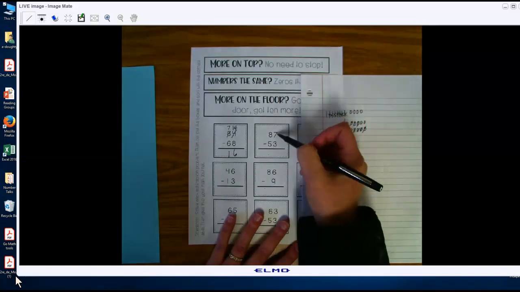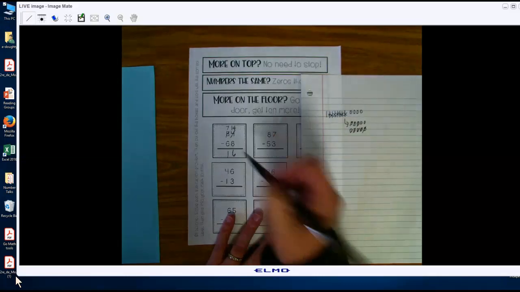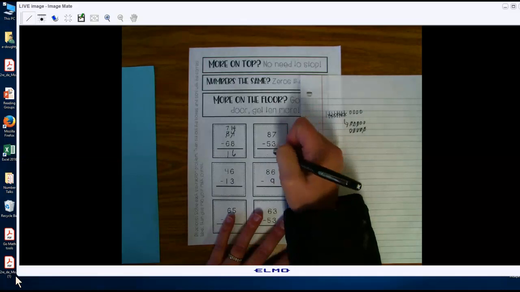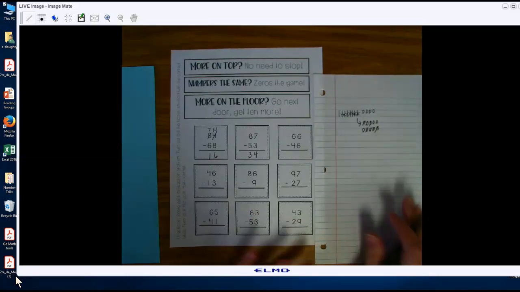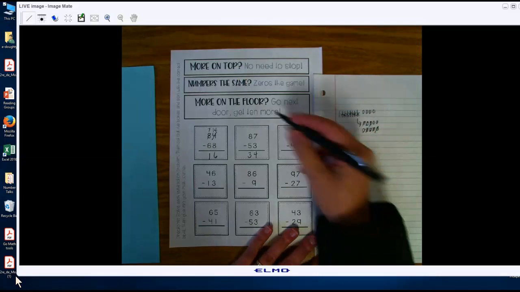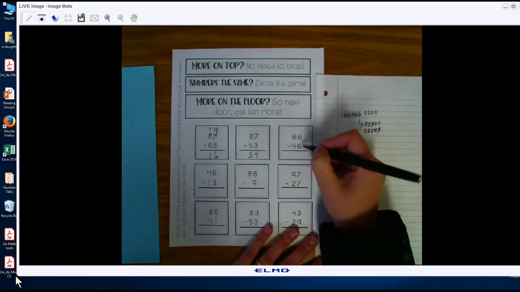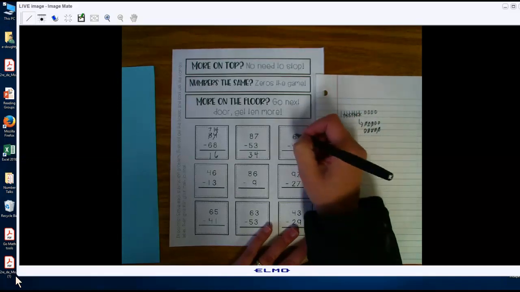More on top, numbers the same, or more on the floor? I got more on top, so I don't even have to bother with any of this regrouping. I just say 7 take away 3 is 4, and 8 take away 5 is 3, 34. And then over here, is that more on top, numbers the same, or more on the floor? 6 and 6 is the same, so 0 is my game. And then I just take away the 10. 6 take away 4 is 2.